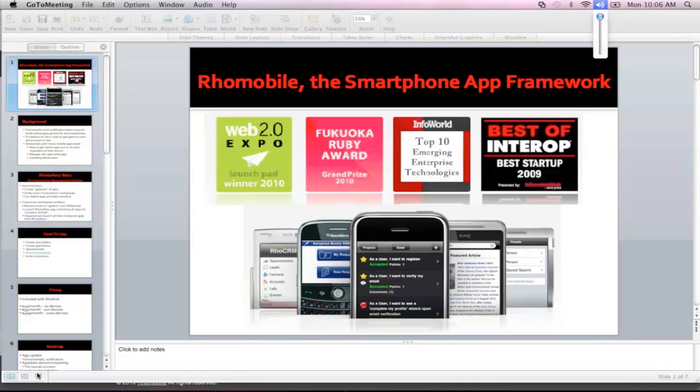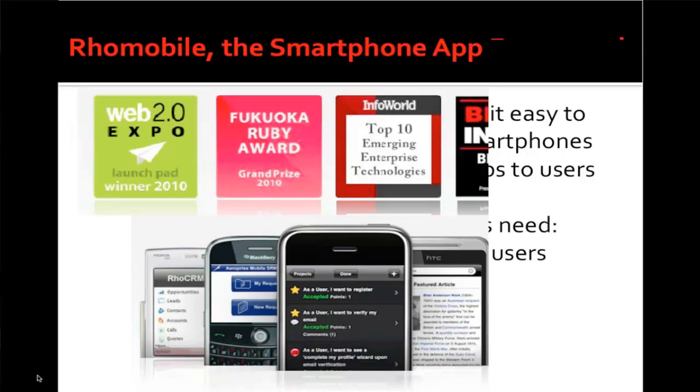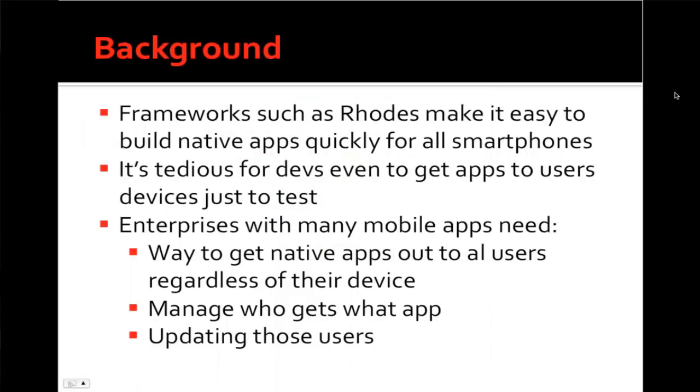As we said, this new product was inspired by the feedback that we've gotten from you, our community. So some background. Frameworks such as Rhodes make it easy to build native apps quickly for all smartphones. Something we've definitely seen is that as easy as it is to use Rhodes to write smartphone apps, and as easy as it is to get apps built quickly, one of the issues is then you need to get it to your users to test. So we want to make it easier for you to get apps out to your testing users.